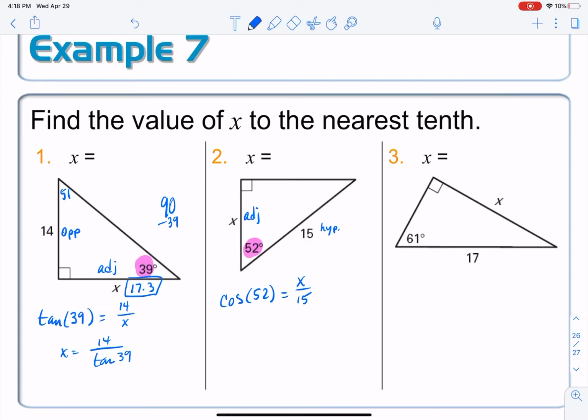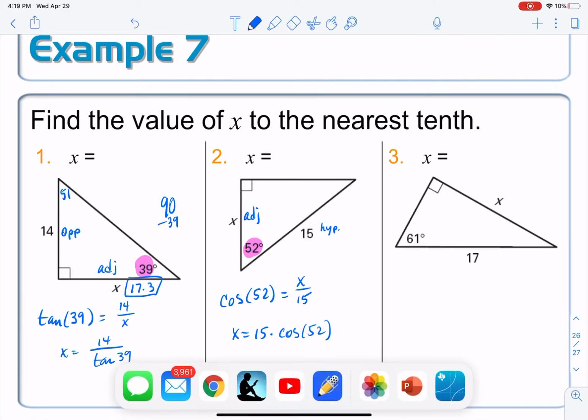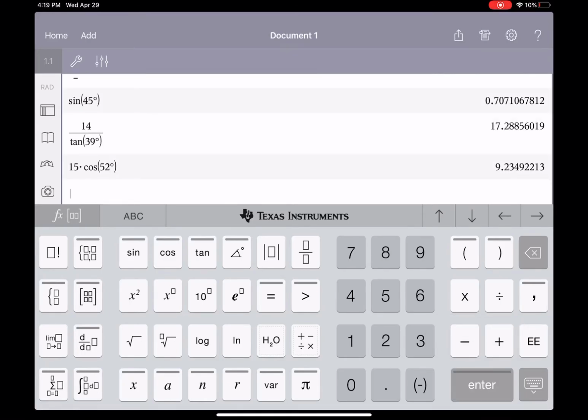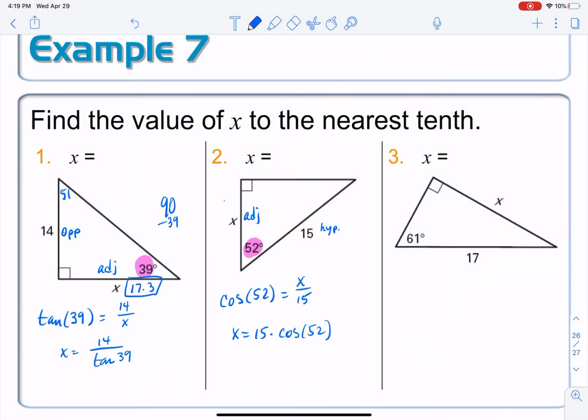So this time the variable's on top. I just need to get rid of the 15. I can get rid of the 15 by just multiplying it across. So X is equal to 15 times the cosine of 52. That's the exact answer, but we don't want the exact, we want the approximate. 15 times cosine 52 degrees is about 9.2, apparently. Now, on this one, as far as comparison goes, it's smaller than the hypotenuse, so that seems reasonable.